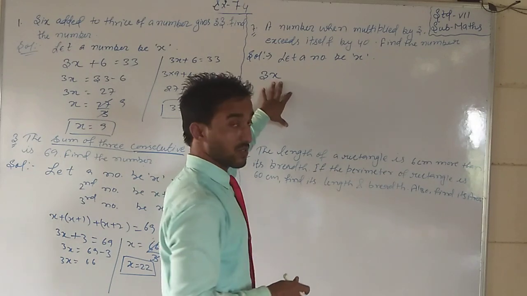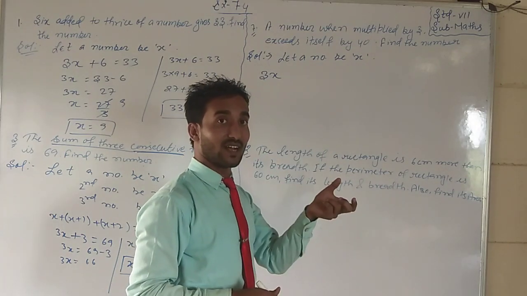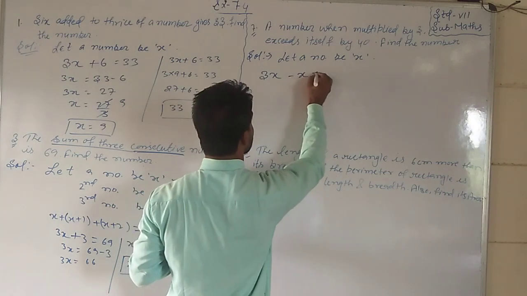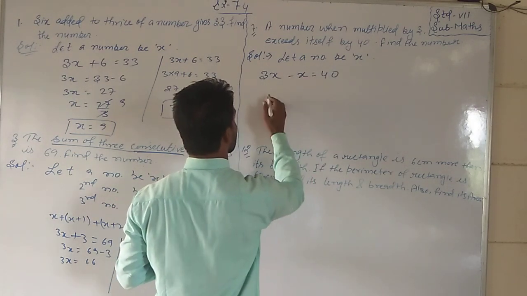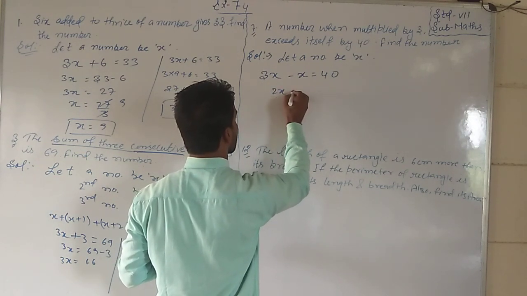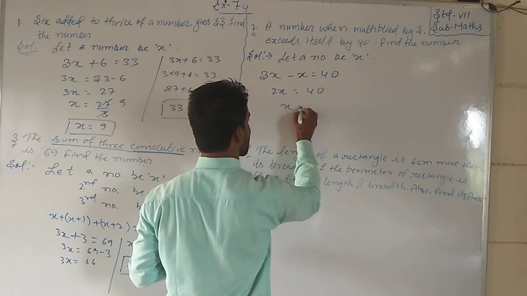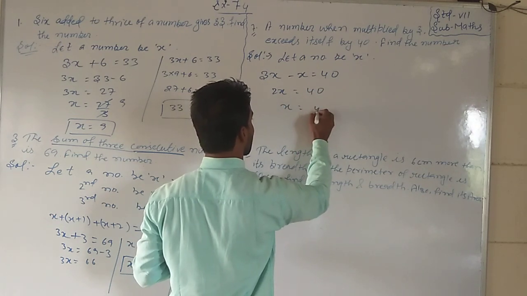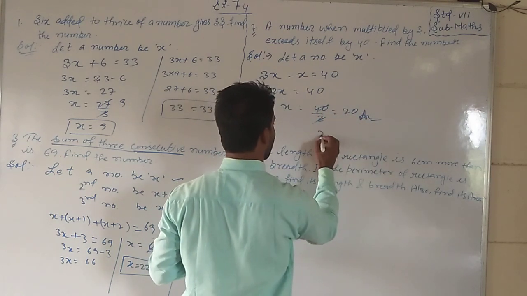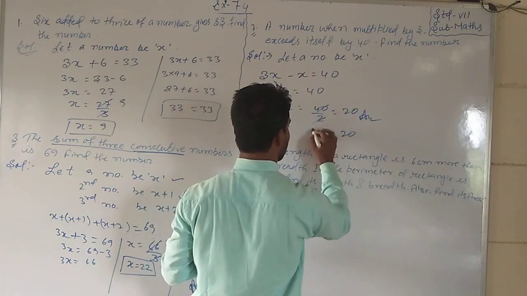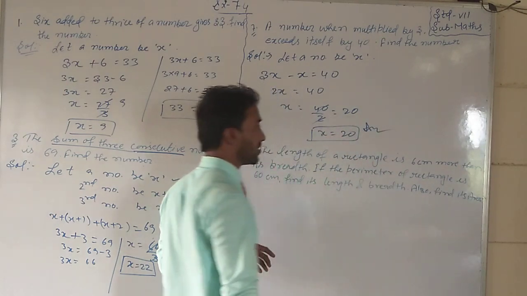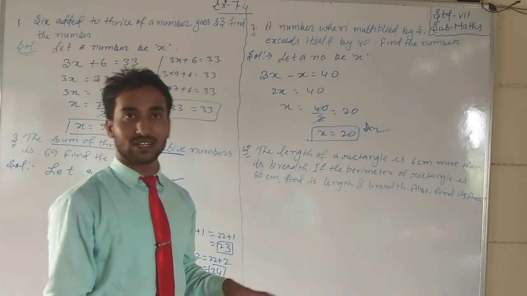See, it exceeds itself by 40. That number is exceeding, and after that we get 40. So what will happen? 3x minus x is equal to 40. See, 3x minus x is equal to 2x is equal to 40. x is equal to 40 by 2, answer 20. You can write x is equal to 20. Students, it's a very simple exercise. It only needs your attention or concentration.